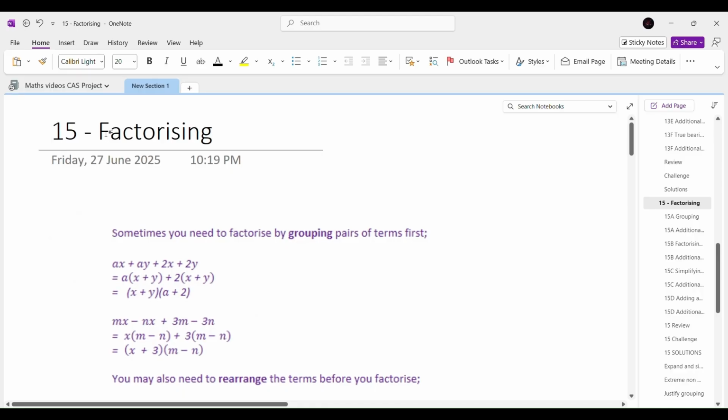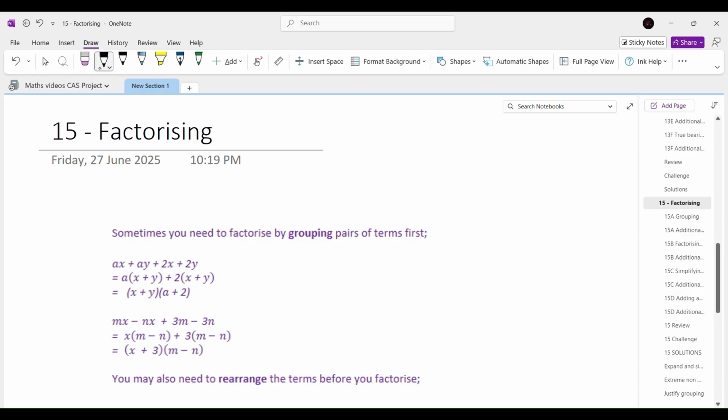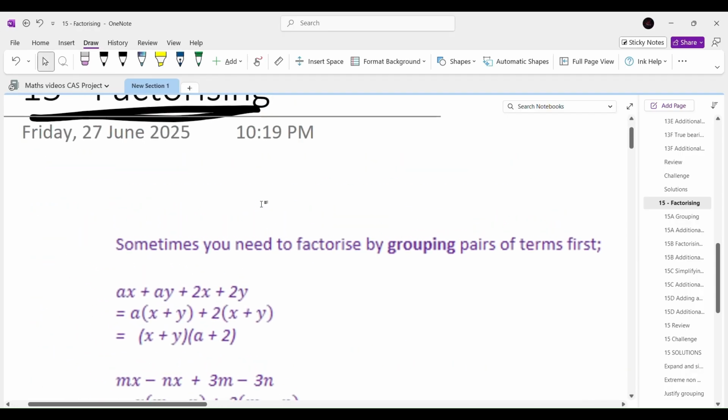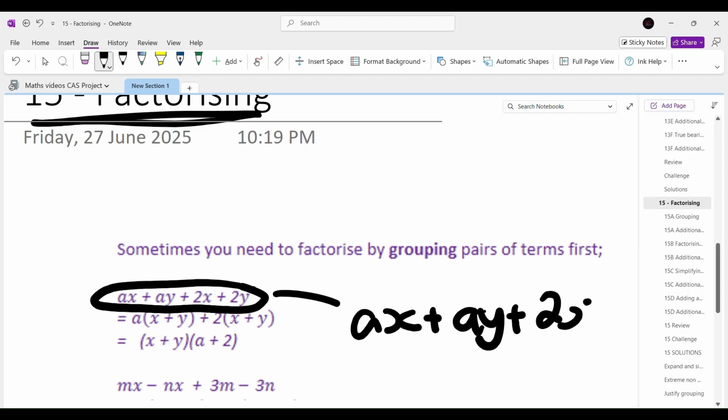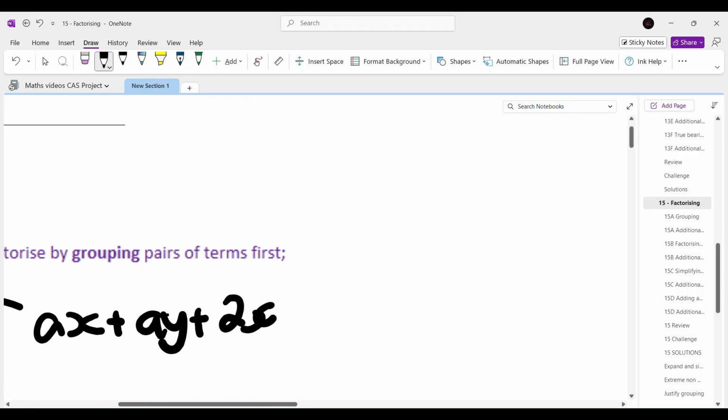Today we'll be going over Chapter 15 of your math textbooks, titled Factorising, and we'll be learning how to factorize and simplify certain different mathematical equations. Sometimes you'll need to factorize some equations like these. As you can see, we have ax plus ay plus 2x plus 2y.